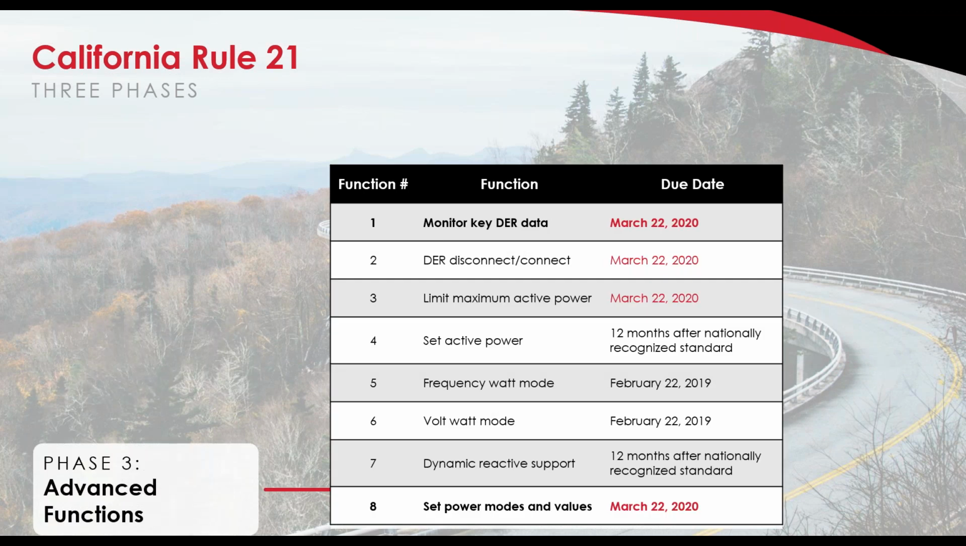Phase 3, some of the advanced functions. So we've implemented 2 of these already. Function 5 and function 6, for the freq watt mode and the volt watt mode. We already did those last year. What's new now and required as part of the attestation is function 1 and function 8. Function 1 is monitoring of key data, and function 8 is setting power modes and values. It's really scheduling those power modes and those values. And then we believe functions 2 and 3 are going to be coming along shortly. Functions 4 and 7 are 12, maybe perhaps as many as 18 months after we see the nationally recognized standard updates for 1547.